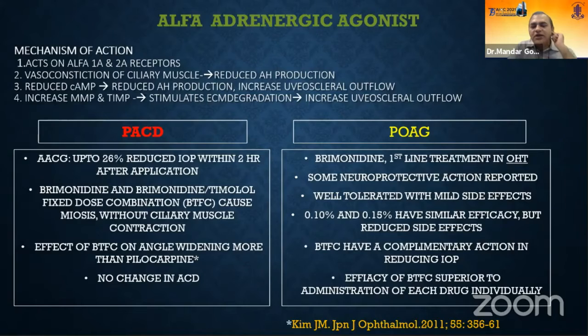In the open angle type, brimonidine is the first line of treatment, and it has some neuroprotective effect, so it may be used more frequently in the ocular hypertension type of POAG. It is quite well tolerated with relatively fewer side effects, and 2 concentrations are available. Again, the fixed dose combination has a complementary action in reducing the intraocular pressure, and the efficacy of the BTFC is supposed to be superior to administration of each drug independently.